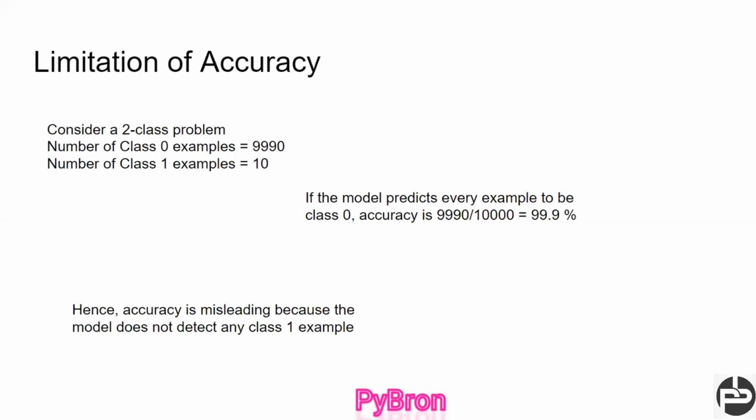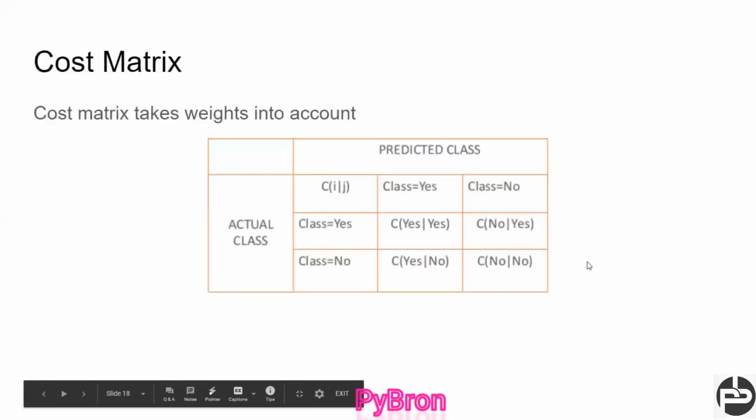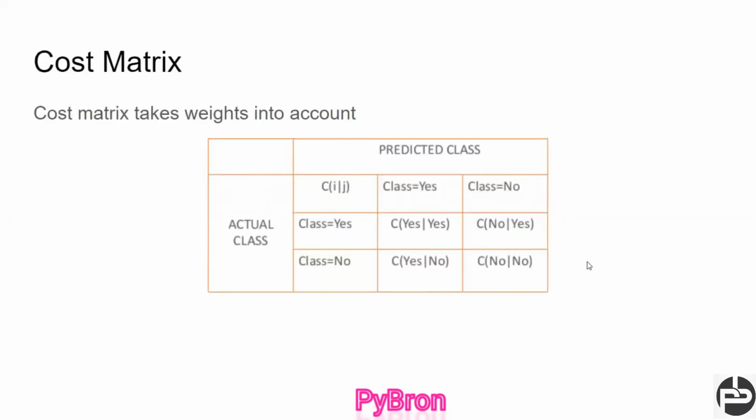So it's a kind of bias model, because the machine is predicting everything as a 0, right? Hence accuracy is misleading because the model does not detect 1. So in order to overcome this problem, we are going to incorporate the cost matrix. The cost matrix takes the weight into account.